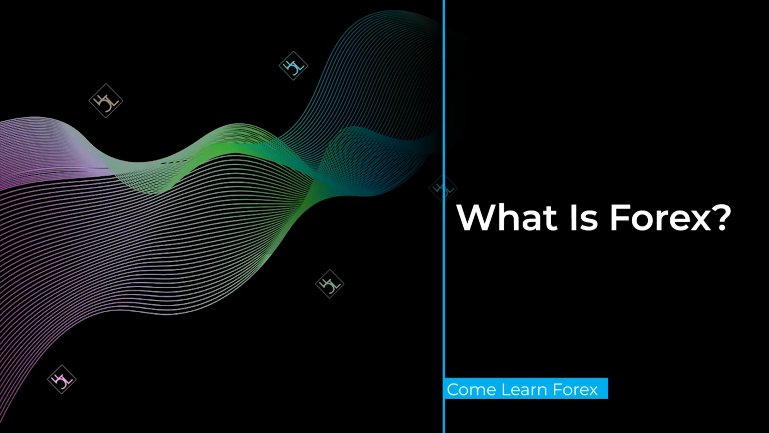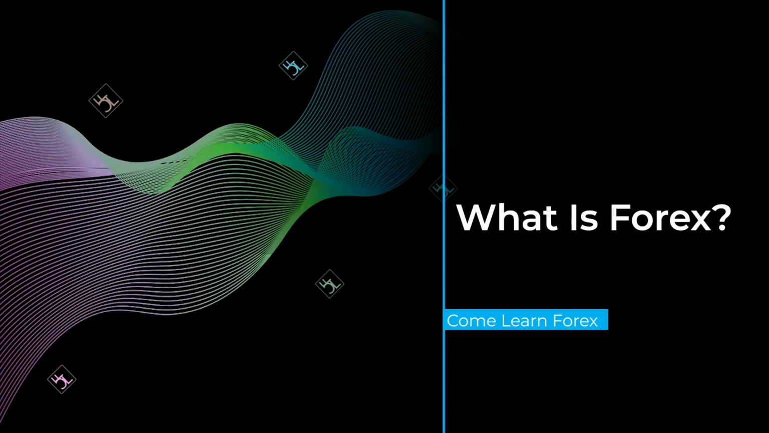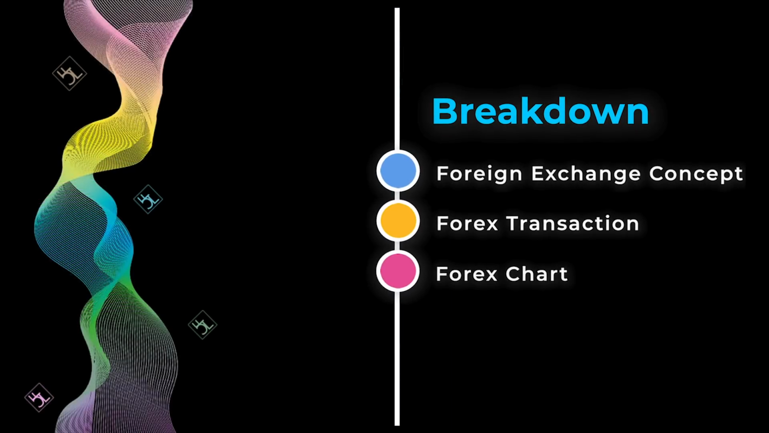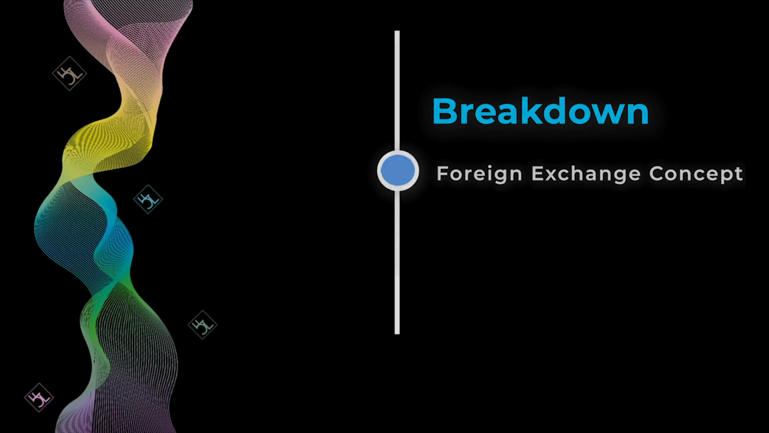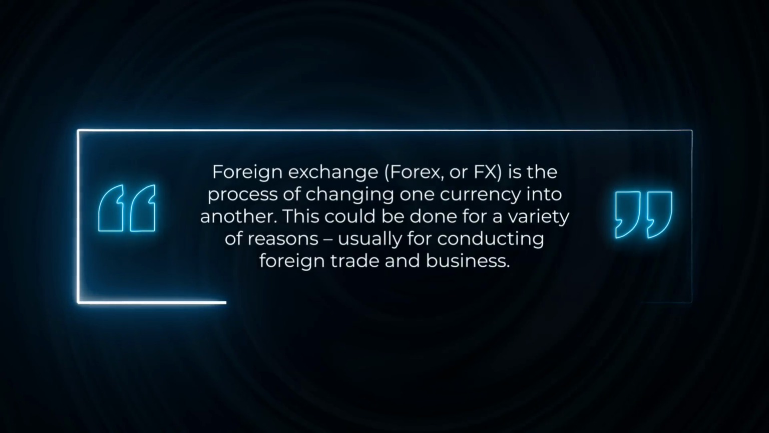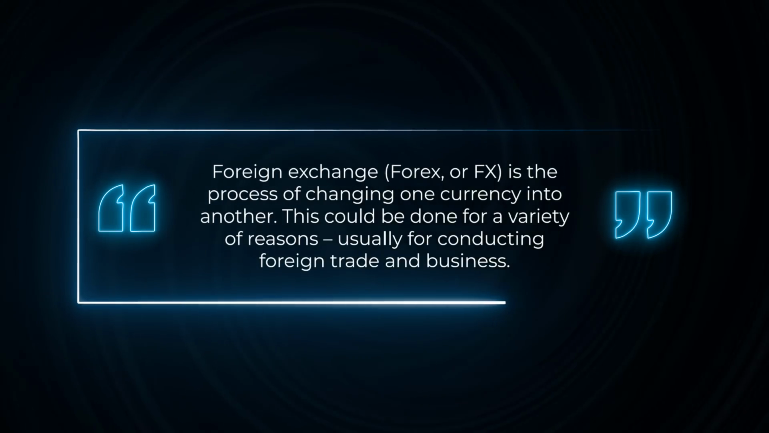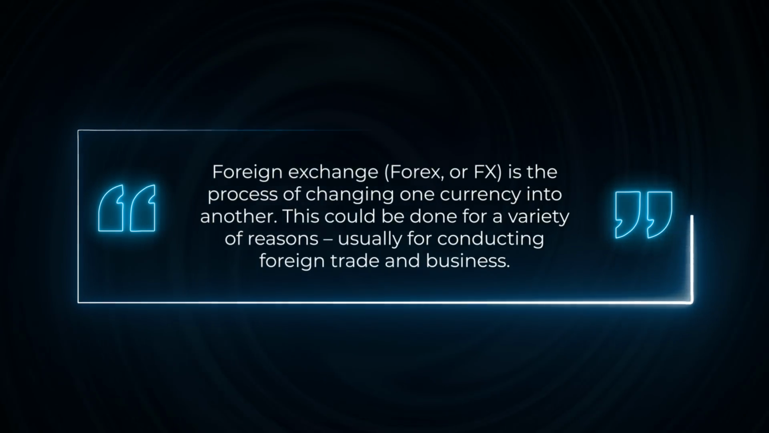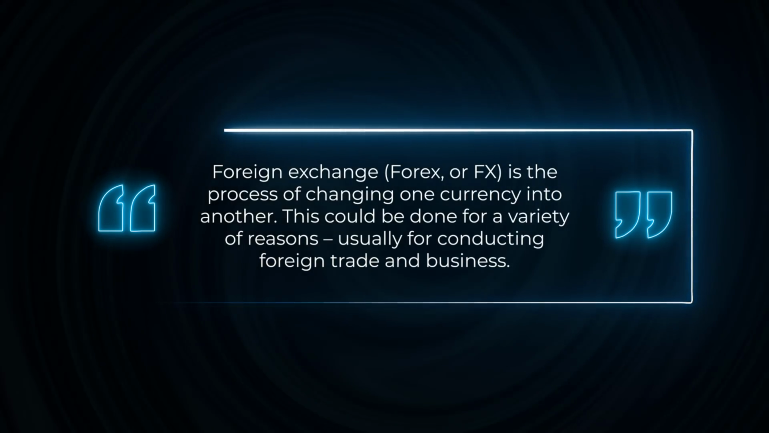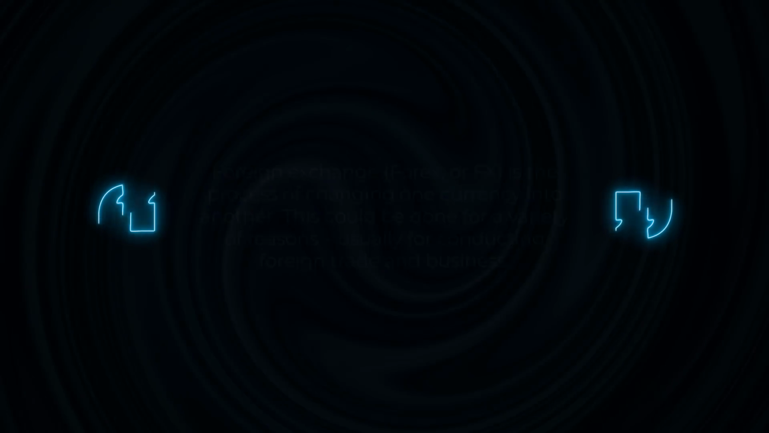In this video, we'll have a look at what is Forex and we will break it down into three simple aspects. The concept of foreign exchange, how does a Forex transaction look, and how does the Forex chart look. So what exactly is foreign exchange? Foreign exchange, also known as Forex or abbreviated as FX, is the process of changing one currency into another. This could be done for a variety of reasons, usually for conducting foreign trade and business.